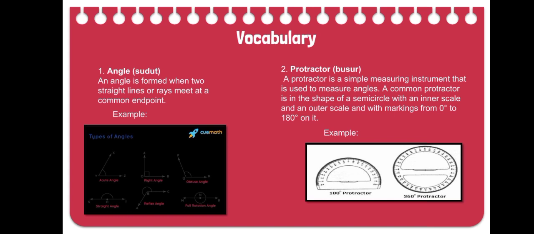Next, the protractor. What is protractor? A protractor is a simple measuring instrument that is used to measure angles. A common protractor is in the shape of a semicircle with an inner scale and an outer scale with markings from 0 degree to 180 degree on it. So in my example, there are 180 degree protractor and 360 degree protractor.